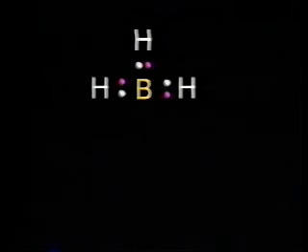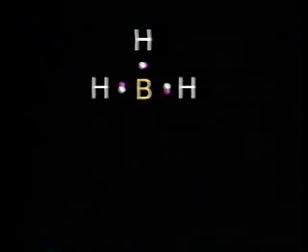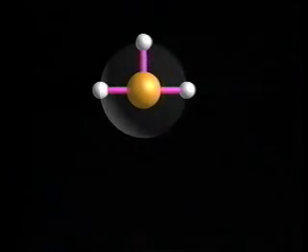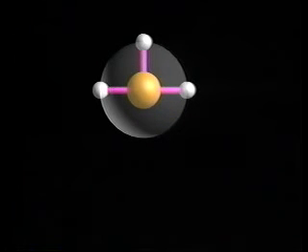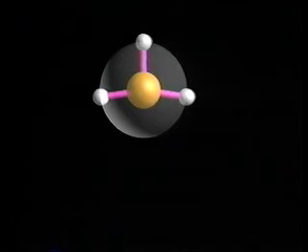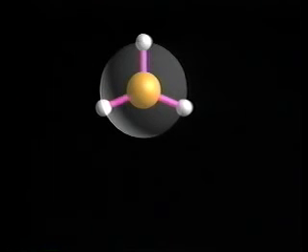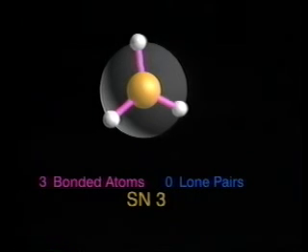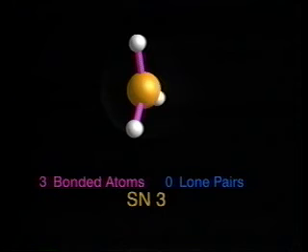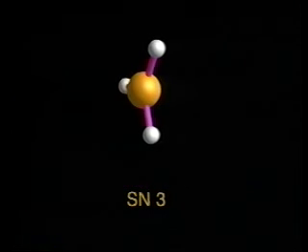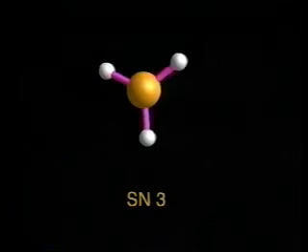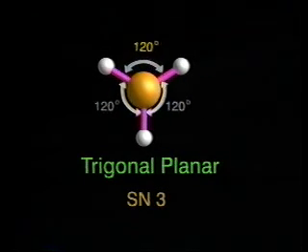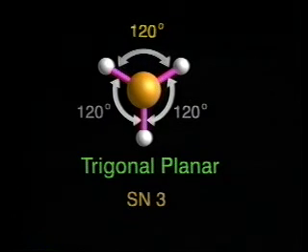Consider BH3, boron trihydride. Although this molecule has no octet around boron, the best bonding structure has a central boron atom and 3 bonded hydrogen atoms. These 3 bonds will repel on the surface of an imaginary sphere. 3 bonded atoms and no lone pairs produce a steric number of 3. The molecular shape is named trigonal planar, and the bond angles are all 120 degrees.